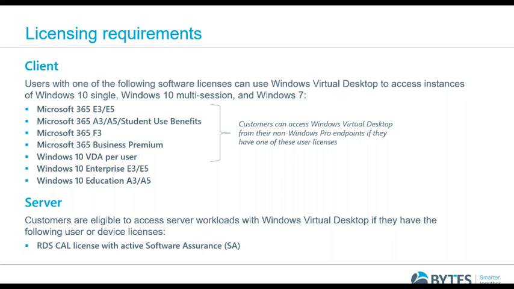If you want to run Windows Server as your backend infrastructure, you will require an RDS-CAL with active software assurance. Unfortunately, there doesn't seem to be any way to utilize SPLA licensing, RDS SALs, for that at this point in time, even though SALs actually would work for an RDS solution that you present within Azure.